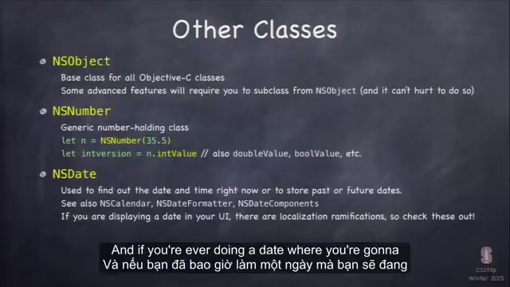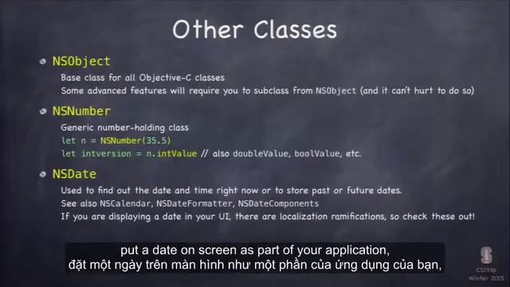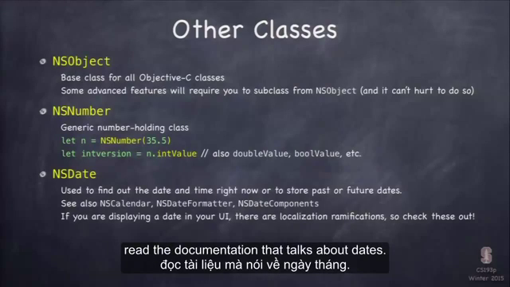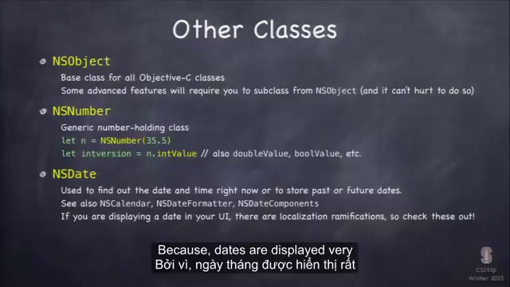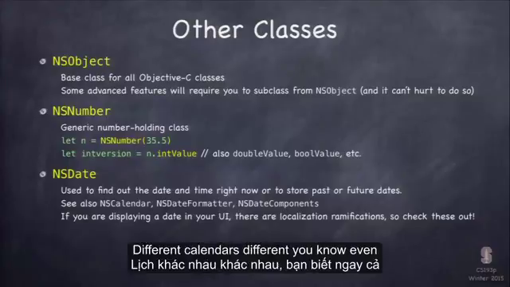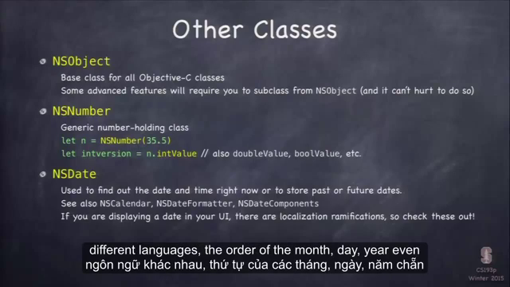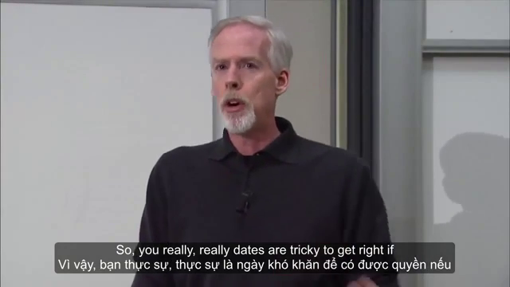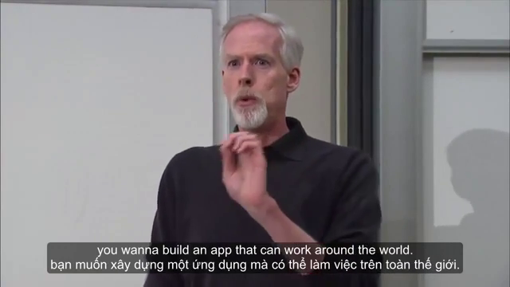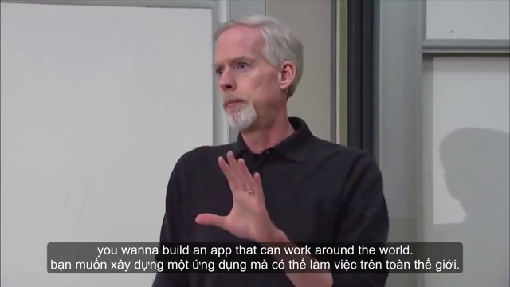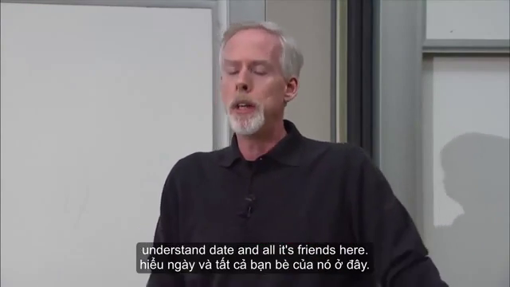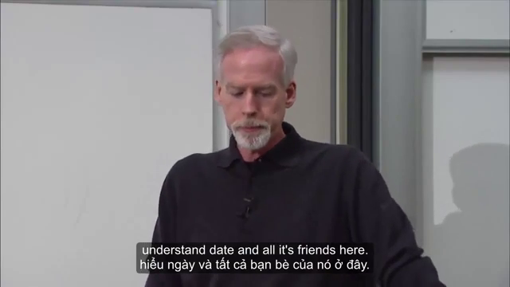And if you're ever doing a date where you're going to put a date on screen as part of your application, you really want to look at all these classes and read the documentation that talks about dates, because dates are displayed very differently around the world. Different calendars, even different languages. The order of the month, day, year, even if you're using the Gregorian calendar, is different. So dates are tricky to get right if you want to build an app that can work around the world. Okay, so I'm just warning you, if you're going to build an app like that someday, you want to really understand date and all its friends here.